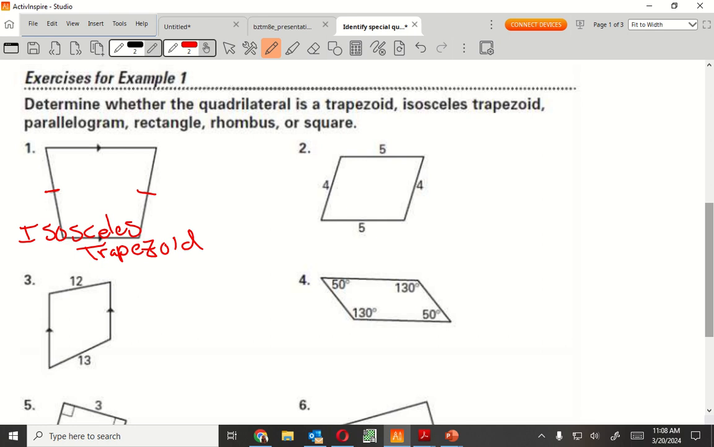All right, number 2. It is not a rhombus. A rhombus has to have what? 4 congruent sides. Are all sides congruent? No, they're not all congruent. This one is a parallelogram. How do you say it? Not rhombus. It is a parallelogram. Top and bottom are the same. Left and right are the same. These ones do not have right angles. So that's how you can tell. So this is a parallelogram.